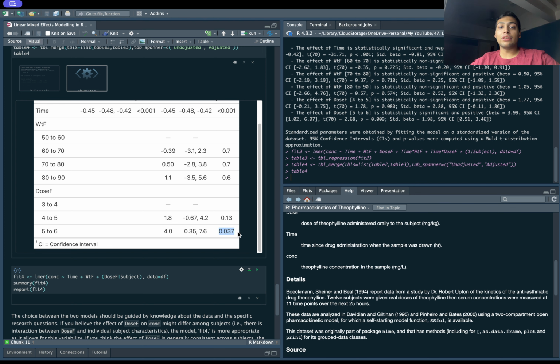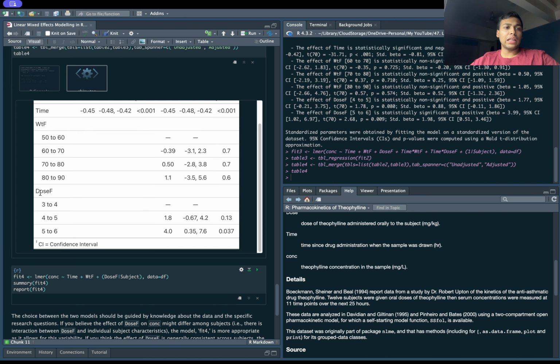apparently this is 0.04, almost on the verge of borderline significance. A p-value of 0.04, not really too significant, borderline I would say. Look at the confidence intervals, 0.35. So realistically speaking, even though this is a statistically significant result, it might not be very clinically significant.